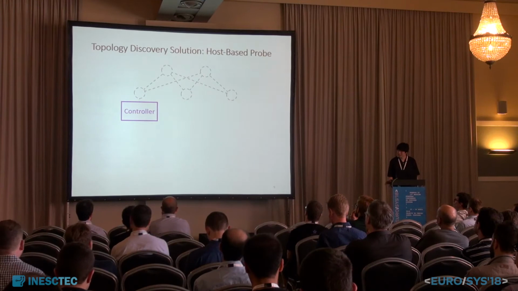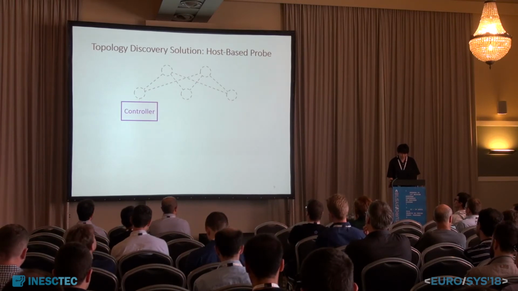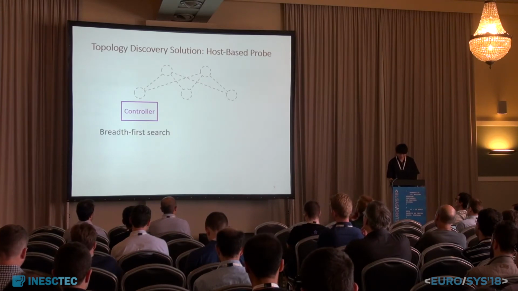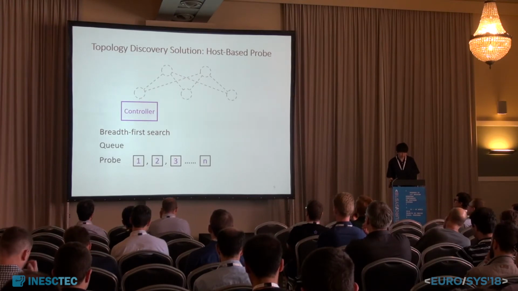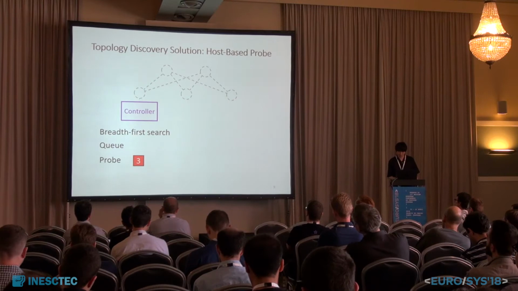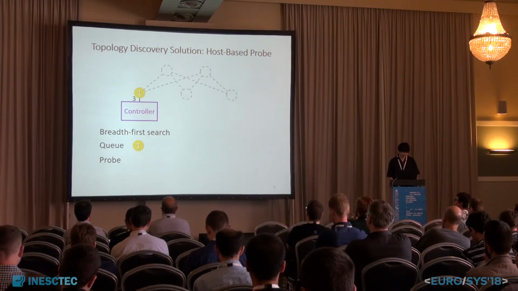With that tag-based mechanism, we have the solution for our topology discovery. We use a host-based probe. It basically uses breadth-first search. When it starts, the controller will send probe packets with tags 1, 2, 3, and so on. And it will receive the packet with tag 3 coming back. So it knows it connects to port 3 of switch 1. Okay, and it puts switch 1 into the queue.